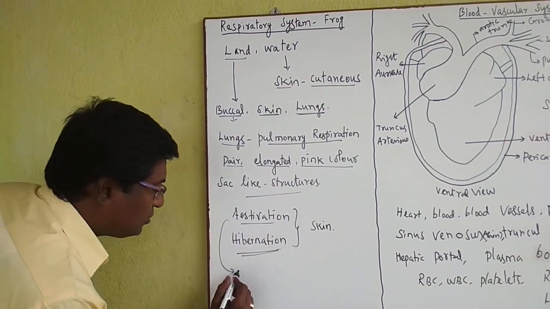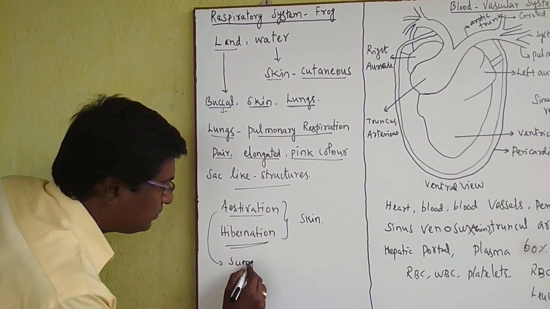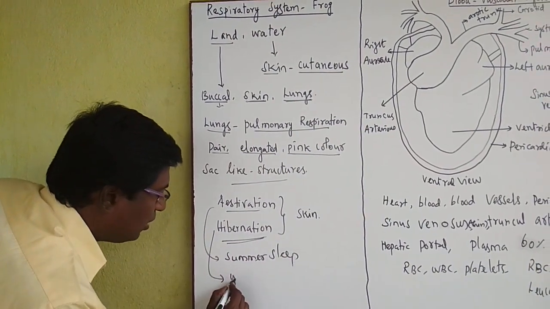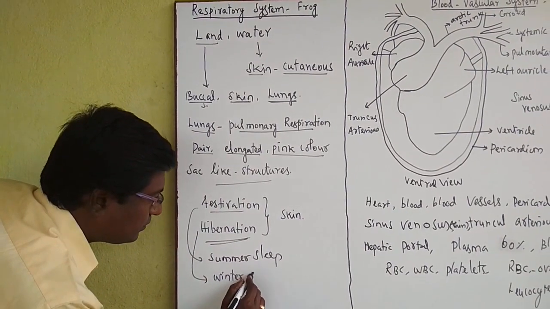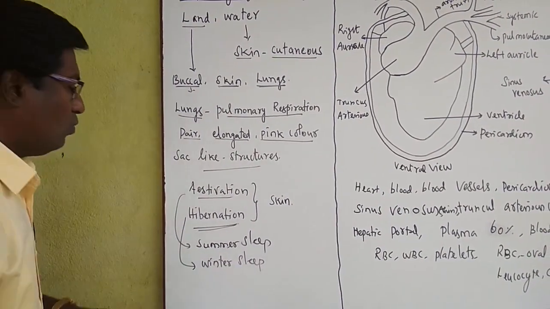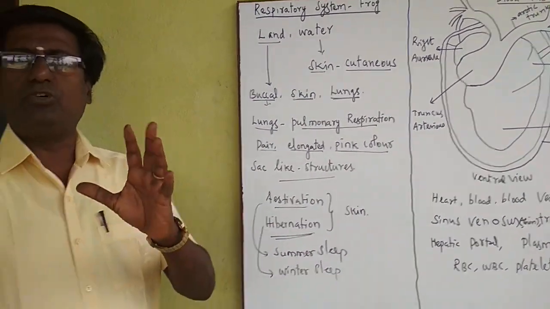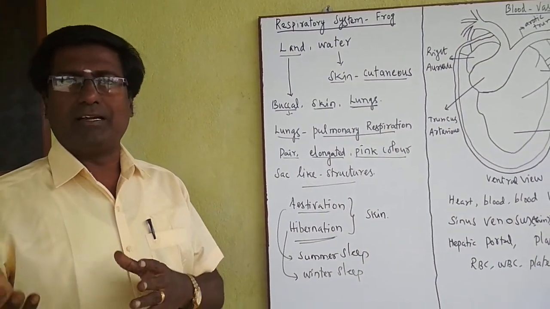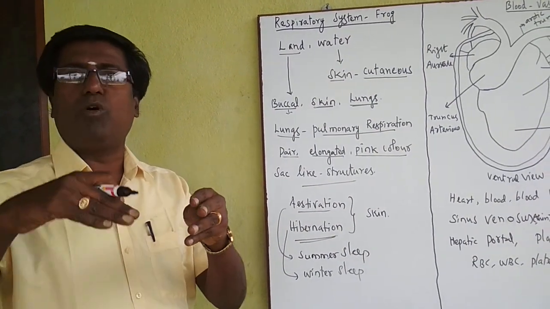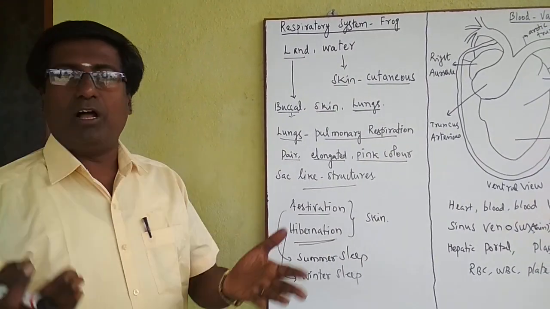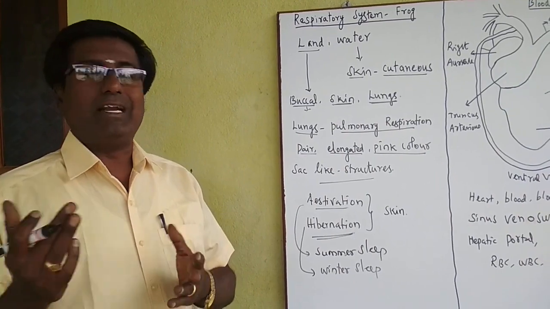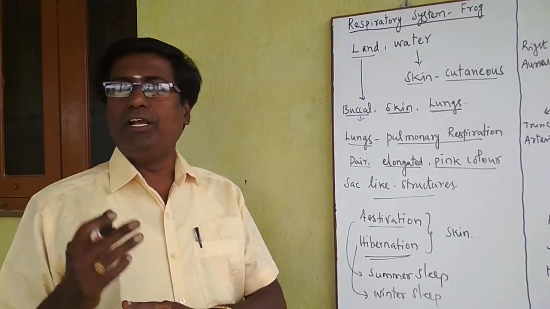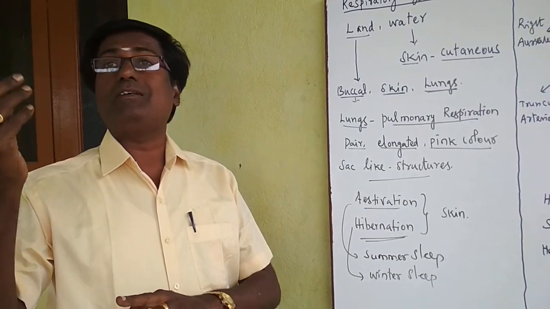Aestivation is called summer sleep. Hibernation is called winter sleep. In hibernation, when it is too cold or there is heavy winter, the frog cannot tolerate the winter. At that time also it hides its body in the mud region, and it respires through the skin. That is called hibernation. So during aestivation and hibernation it respires through the skin.